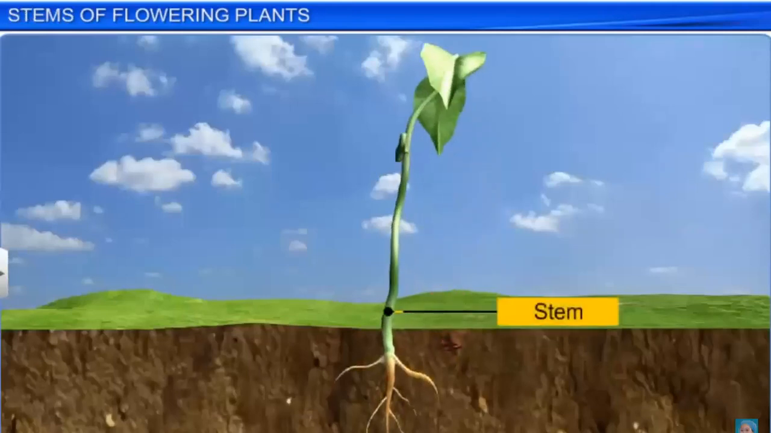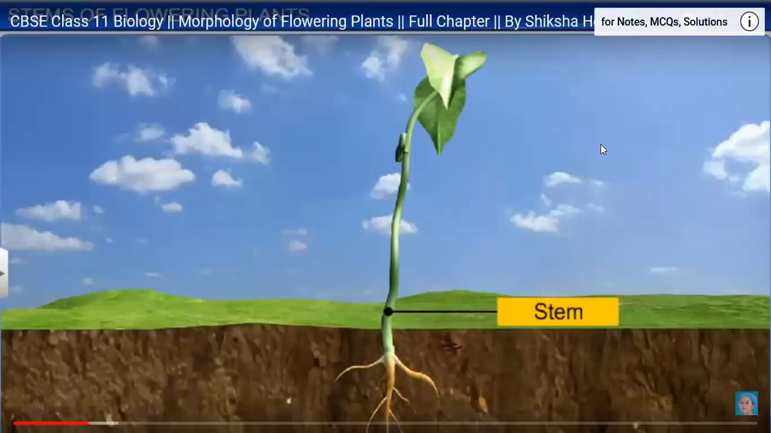A stem is a plant organ that develops from the plumule of a germinating seed. It is the main axis or stop.